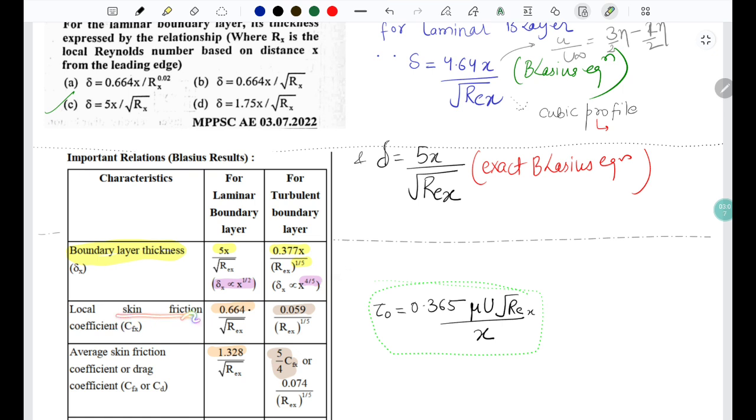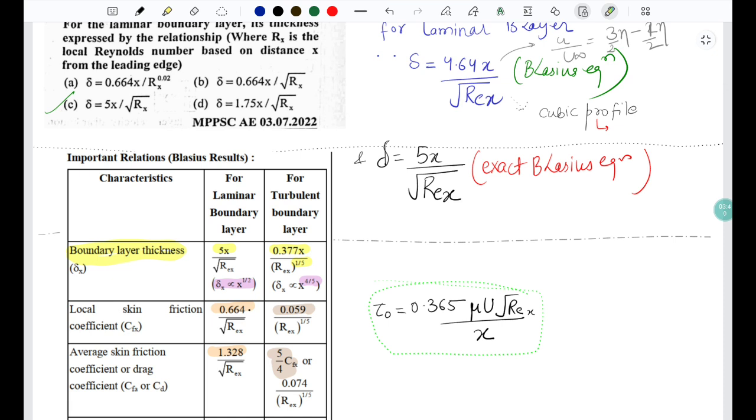Then comes the local skin friction coefficient. It is 0.664 by root under Rex for the laminar, and 0.059 divided by Re to the power 1 by 5 for the turbulent. This is also asked in the exam. And then there is the average skin friction or drag coefficient. It is twice of this value for laminar, and it is 5 by 4 times of this value for the turbulent. One has to keep this in mind.